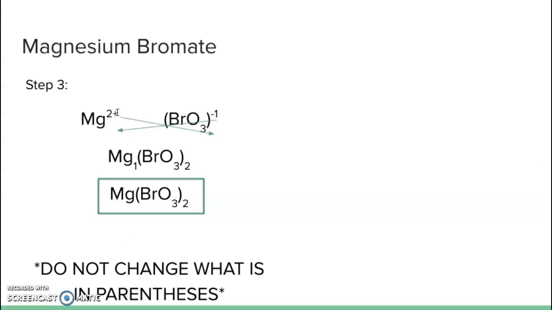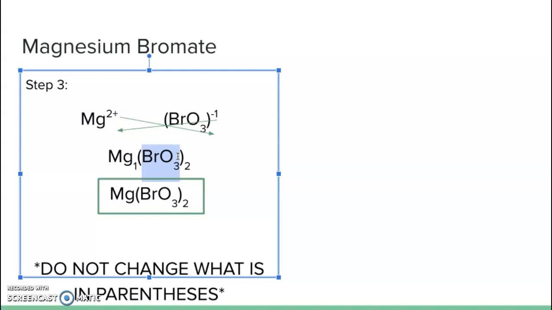So if I have Mg2+, that's going to swap down here. BrO3 -1, the -1 drops down here. And so I'm going to have Mg1, BrO3, still in parentheses, 2. Notice how I didn't change it. I treated it as one thing. So this never changes. The only thing that changed was the 1 here and the 2 here.